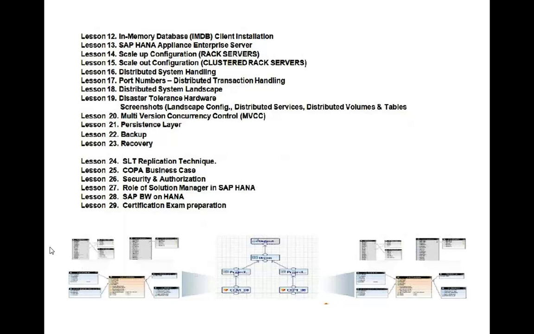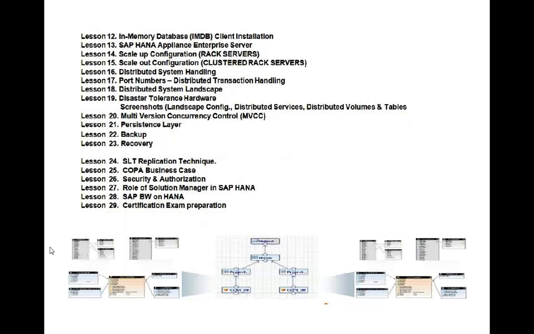Then on lesson number 13, you have the SAP HANA Appliance Enterprise Server, your scale-up configuration and scale-out configuration. Usually you'd calculate the exponential increase of production data over the next 3-4 years, how your data is going to increase exponentially. Based on that, you will prescribe the server. Sometimes your data that comes through will be a little more than expected. In those scenarios, what is the plan is what the scale-up and scale-out configuration deal with.